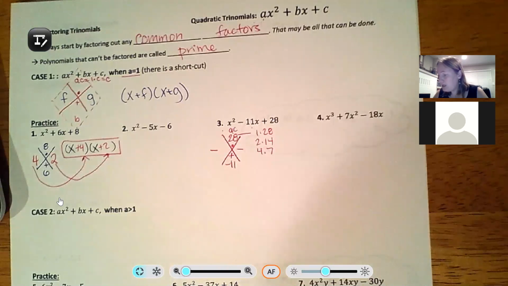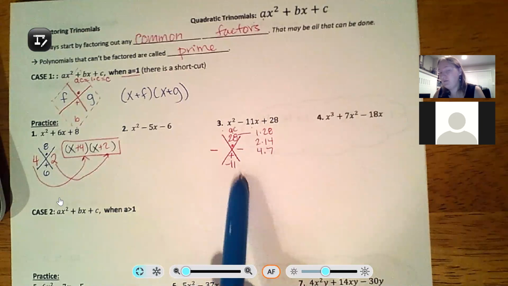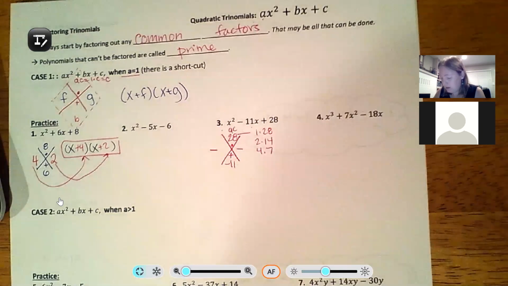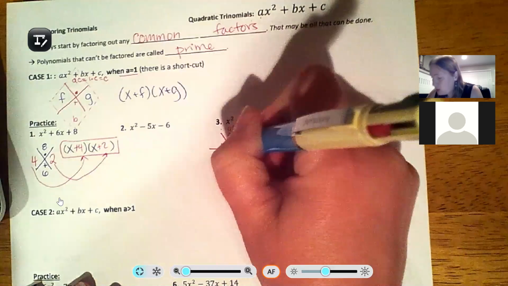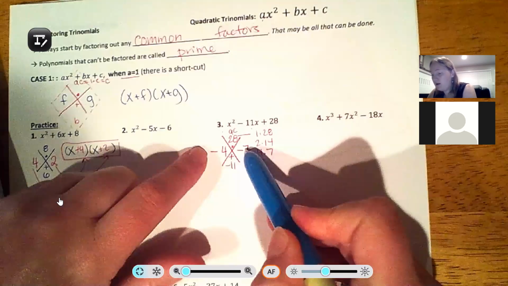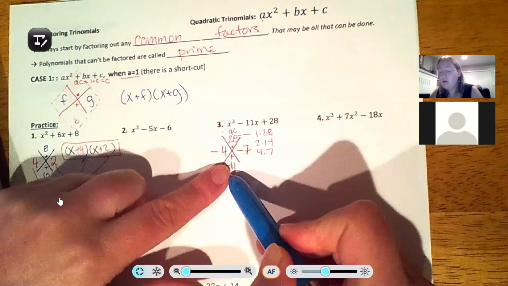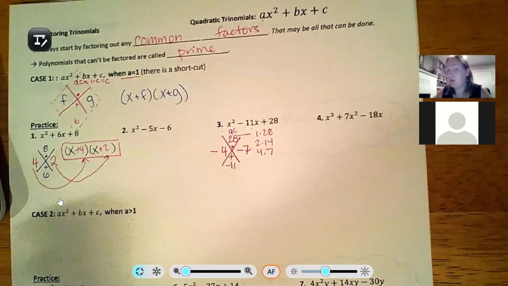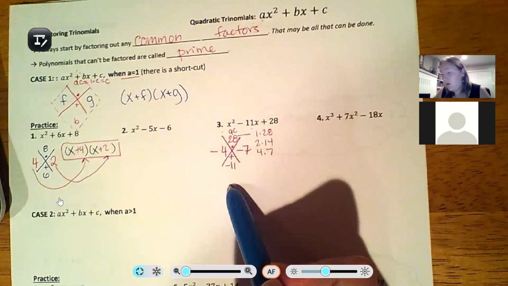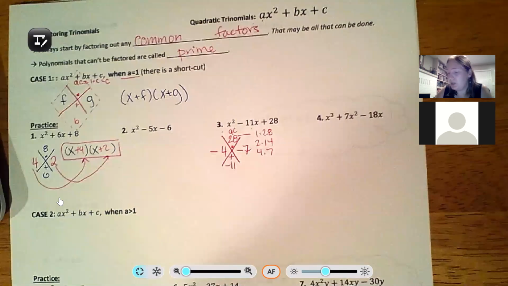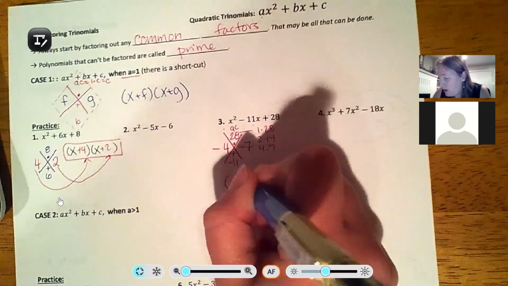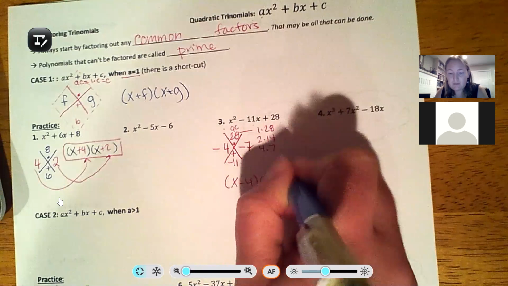Because they're both negative, which numbers add up to 11? The 4 and the 7. And so I'll have 4 and 7 here. Just double check that your signs work out and that your product and sum work out. Sometimes it is really close, but the sign is off. So you just want to double check. So this would be x minus 4, x minus 7.